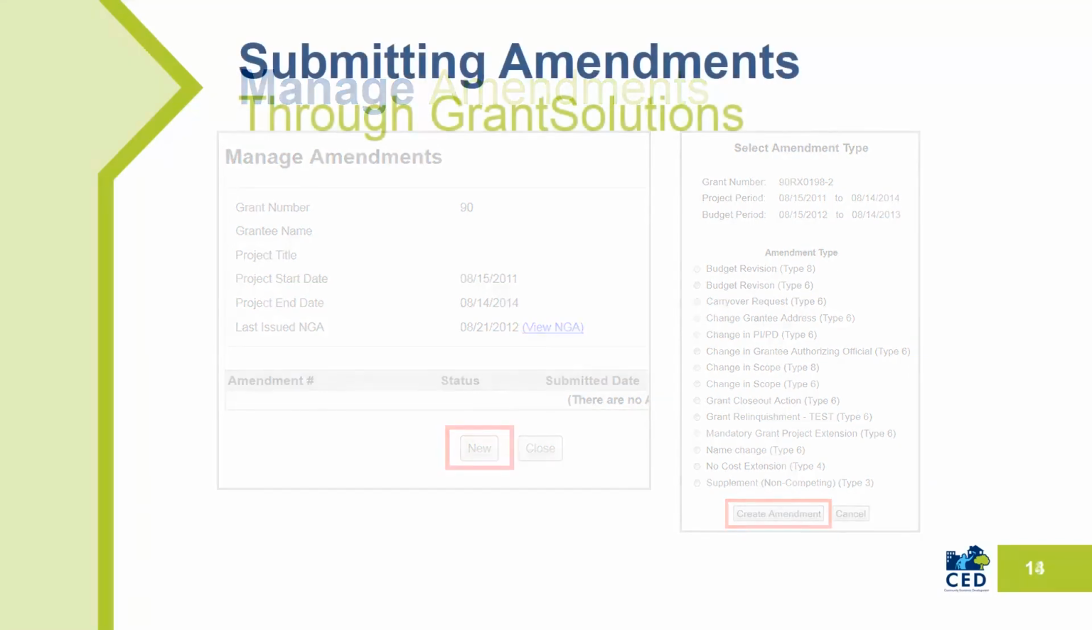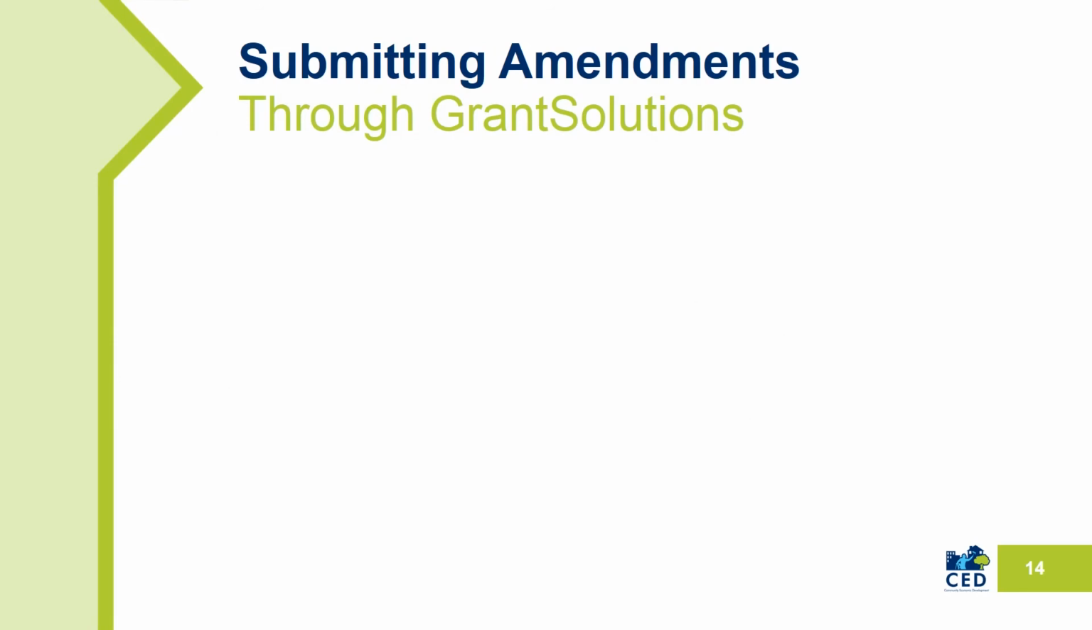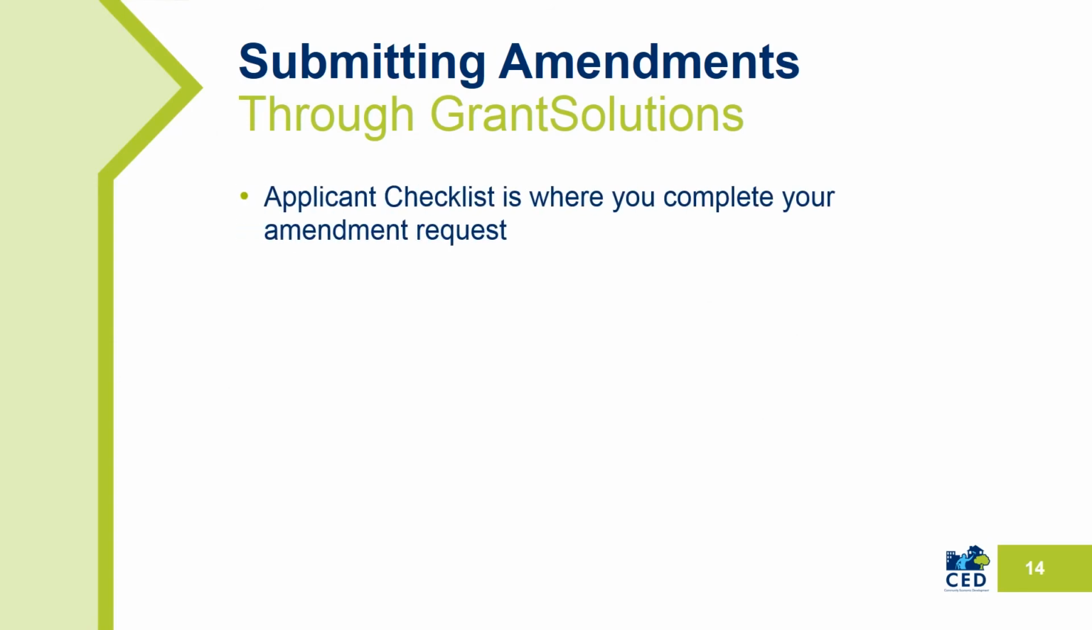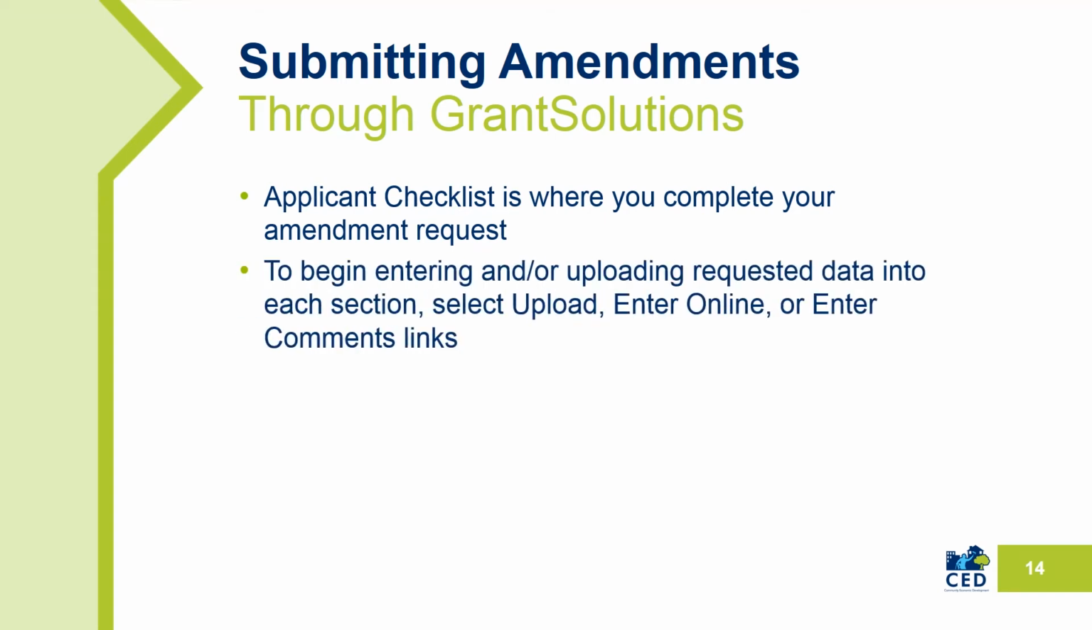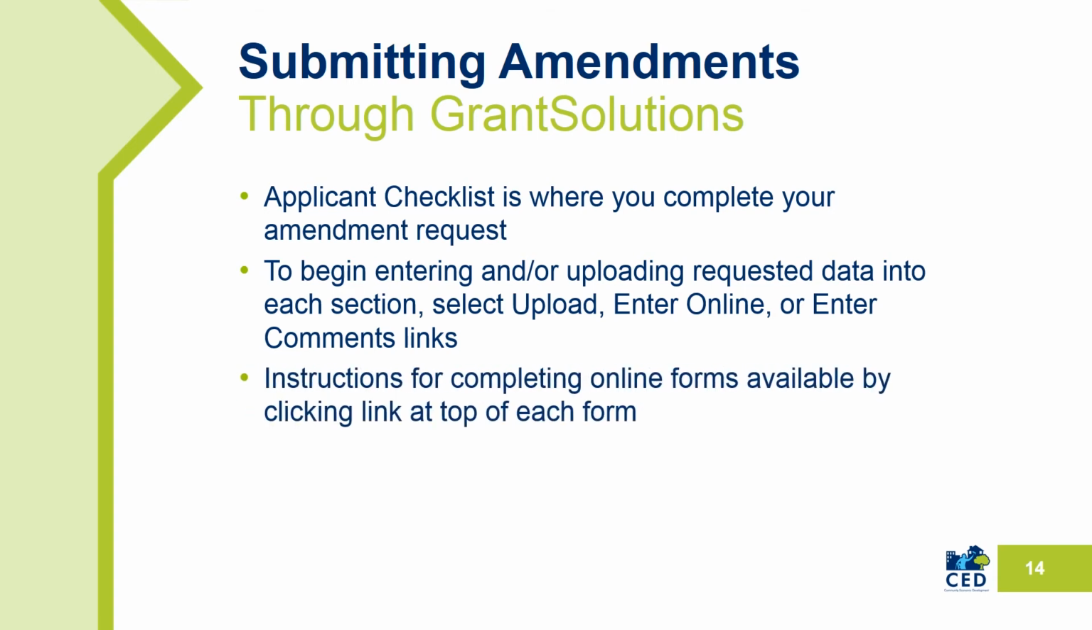Once you select an amendment type and the amendment checklist populates, this is where you will begin entering and/or uploading the requested data into each section. To do this, you'll select the Upload, Enter Online, or Enter Comments links by each section you are required to submit. Instructions for completing online forms are available by clicking the link at the top of each form. After completing the specific online form, you will scroll to the bottom of the screen where you'll see the options Save, Show Errors, or Close. There is an error function that will alert you if you are submitting information incorrectly.